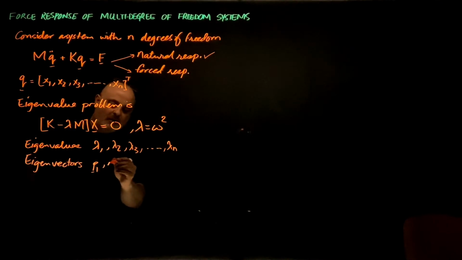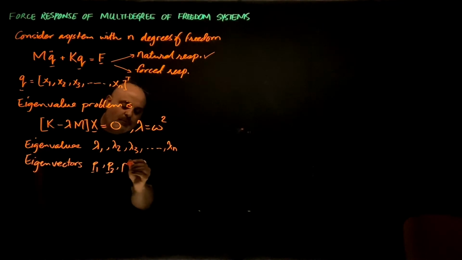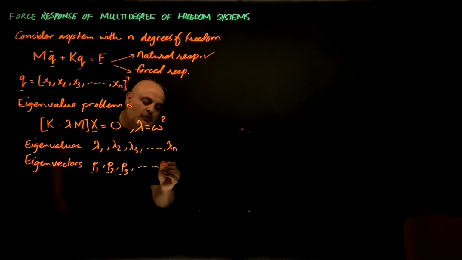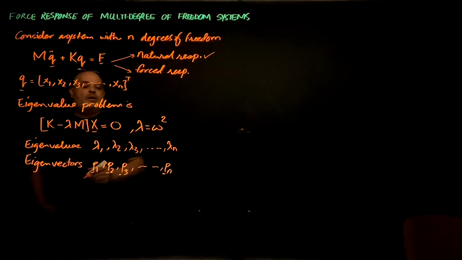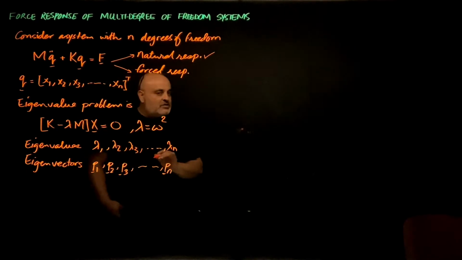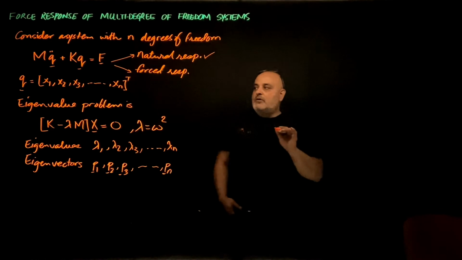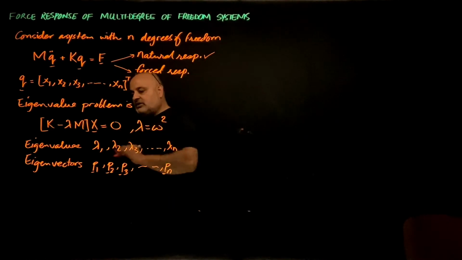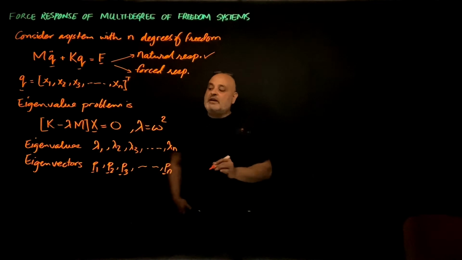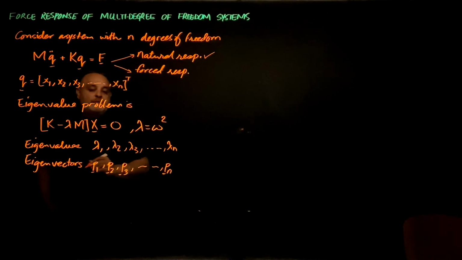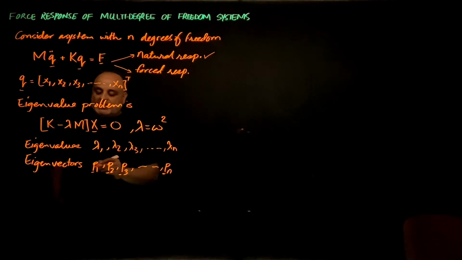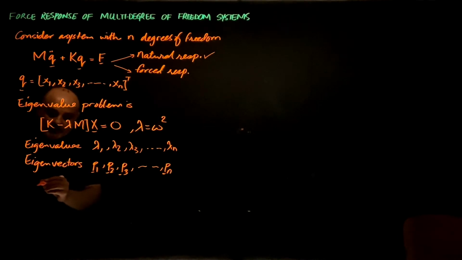P1, P2, P3, all the way to Pn. Okay. Now, let's recall that eigenvectors are orthogonal with respect to the system matrices. I'm going to take advantage of this property and try to simplify the system. First, I will define a transformation, the following transformation. First, I will define matrix P.